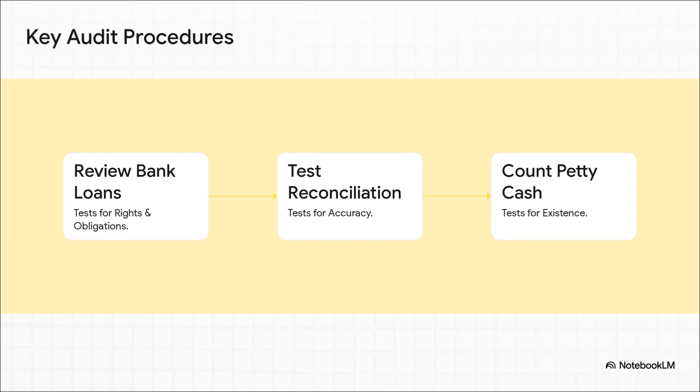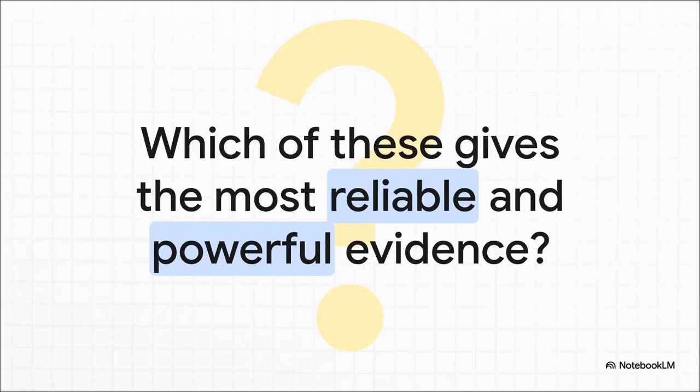And here are some of the key moves. Physically counting the petty cash in the cash box, that's a direct test for its existence. Going through the company's bank reconciliation, matching their books to the bank statement, that's a fantastic test for accuracy. And reading through loan agreements can tell you if there are any restrictions on the cash, which goes right to rights and obligations. So the auditor is doing all this stuff. They're gathering pieces of the puzzle.